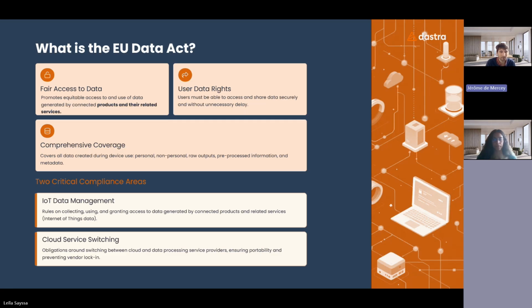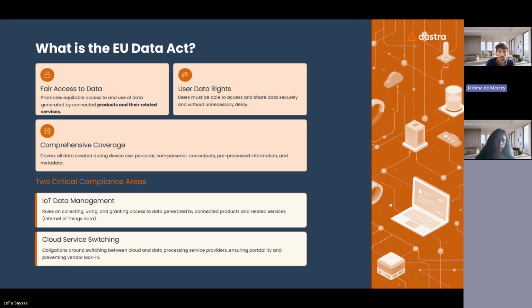It could also be a heater. I spoke yesterday with a client who is in the heater ecosystem, and of course they are deeply concerned by this Data Act because it is a connected product. So the idea is to talk about IoT data management, and the second area, very critical in our sense, is cloud service switching. So the possibility to switch between two cloud providers and to ensure portability between these two providers. So cloud services and IoT are the two main compliance areas that we need to focus on today.